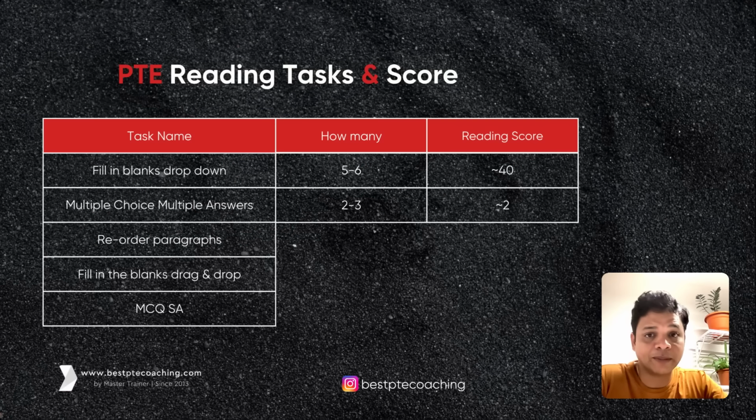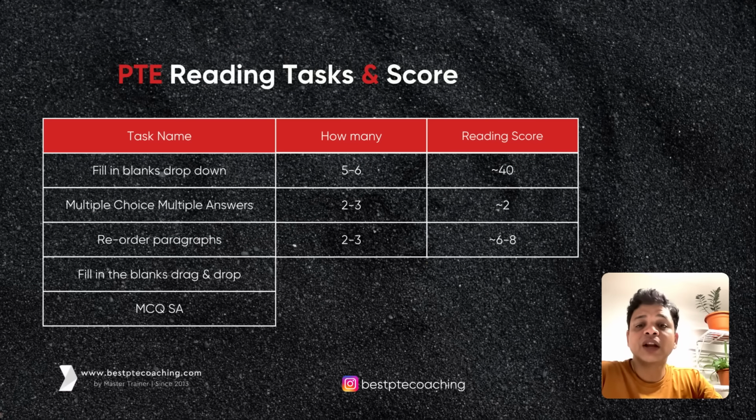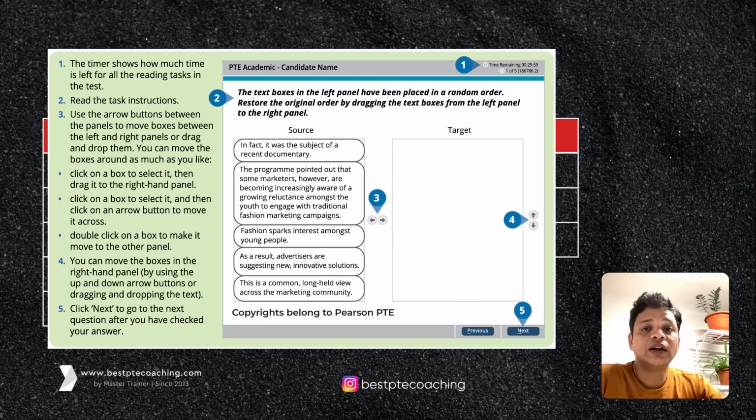Okay, let's talk about reorder paragraph. You get 2 to 3 questions from this. The score you can expect when you answer this task well is 6 to 8 marks. What is this task? You will be given jumbled sentences, maybe 4 or 5 sentences that are not in order. You will arrange these 4, 5 sentences in the perfect order. When you do, they create a meaningful, coherent paragraph.